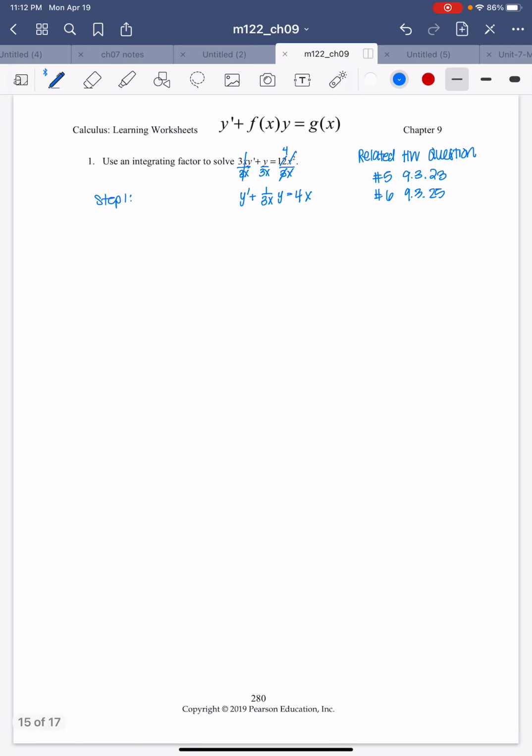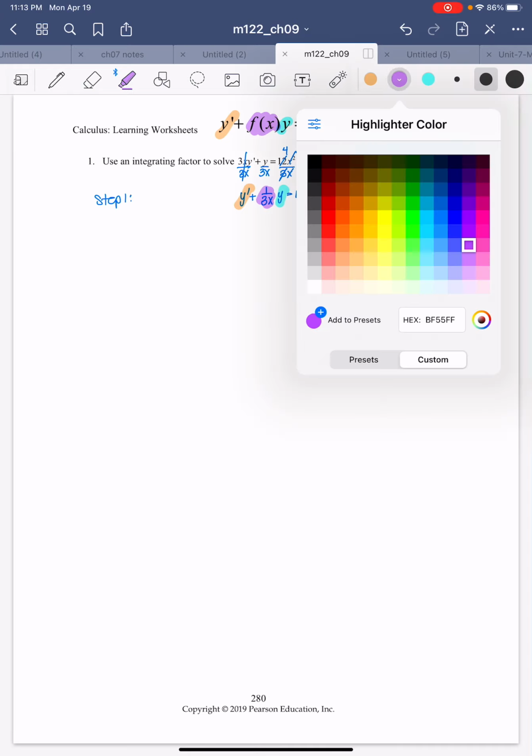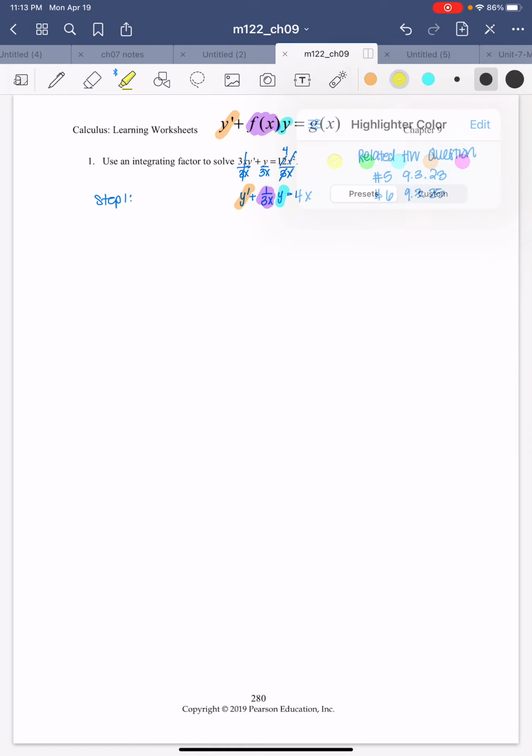So I'm going to color code it so that you can follow along. Y prime right over here. F of x will be my 1 over 3x times y, and then on the right hand side you have g of x. Okay. All right, step 2.